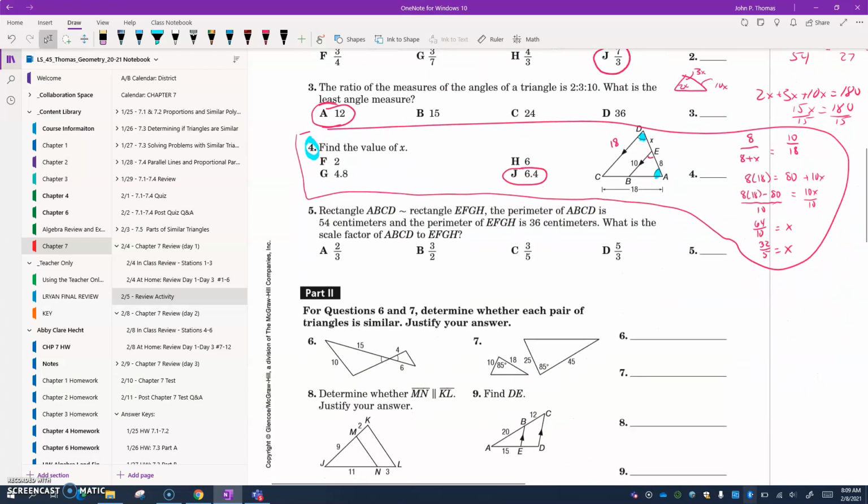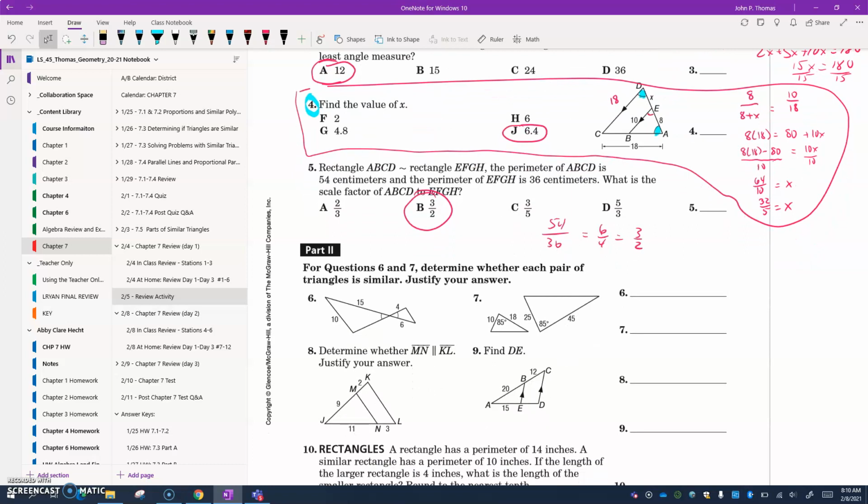Number 5, it tells us rectangle ABCD is similar to rectangle EFGH. It tells me the perimeter of the first one is 54, and the perimeter of the second one is 36, and asks for the scale factor of the first to the second. So we have 54 over 36 equals, and both of those are divisible by 9. So we've got 6 over 4, which is 3 over 2. So the appropriate ratio is 3 to 2. Again, it's really easy to get those flipped upside down.